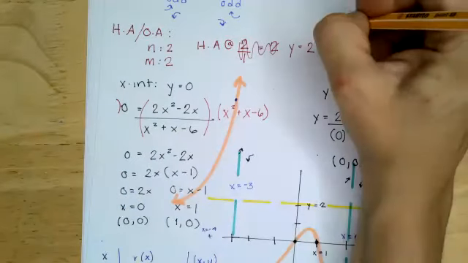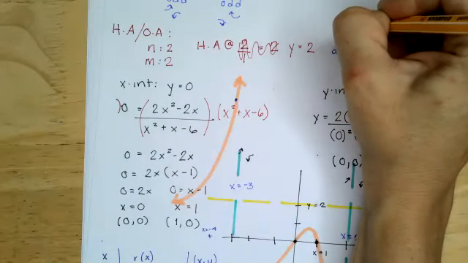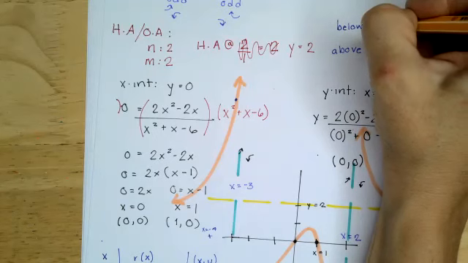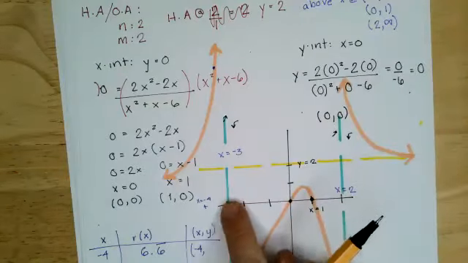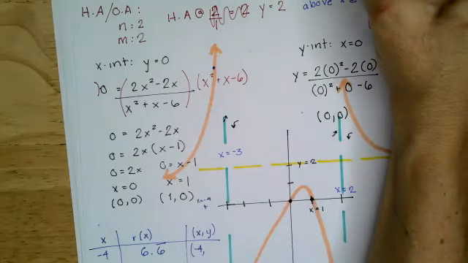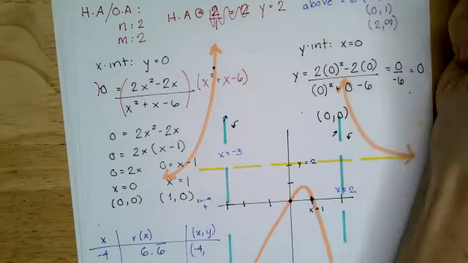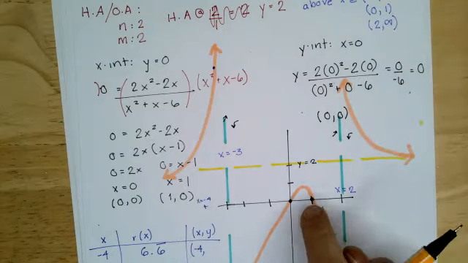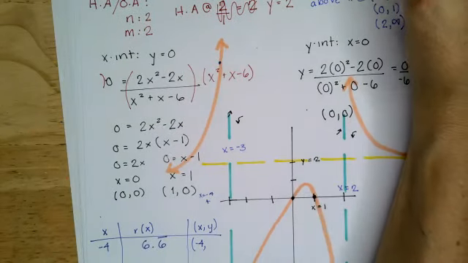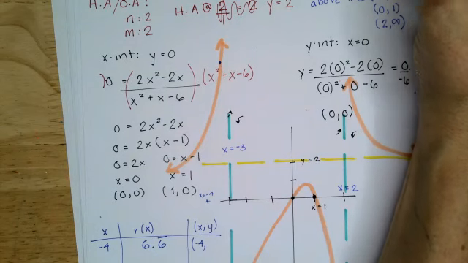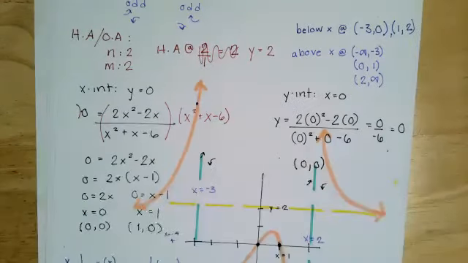Where is it below? It's below the x-axis at negative 3 to 0, and between 1 and 2 only. Sorry, you couldn't see the graph and what I was writing at the same time.